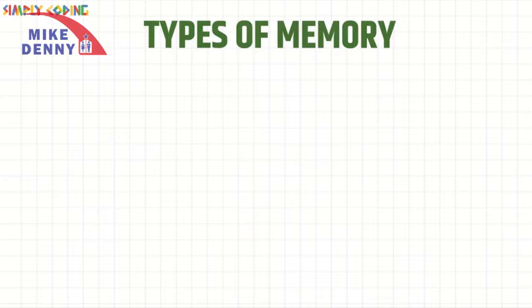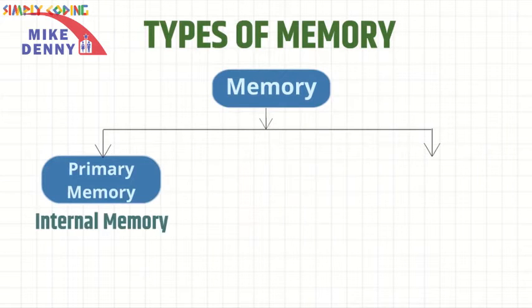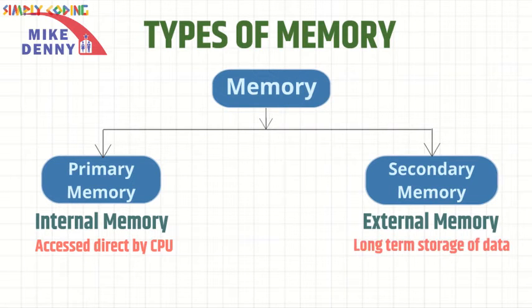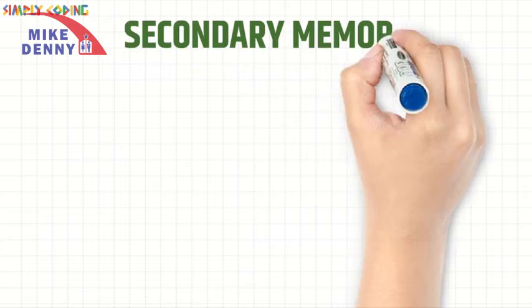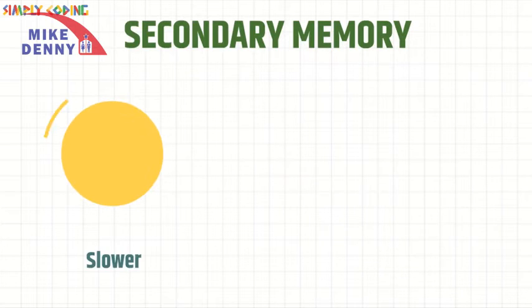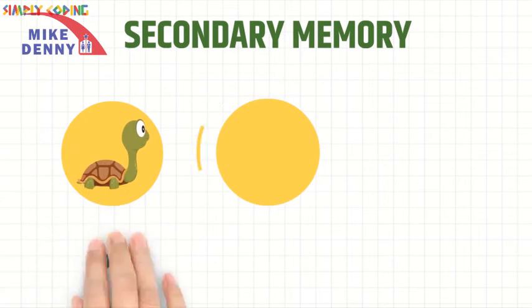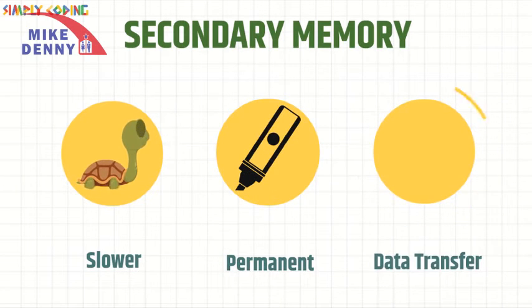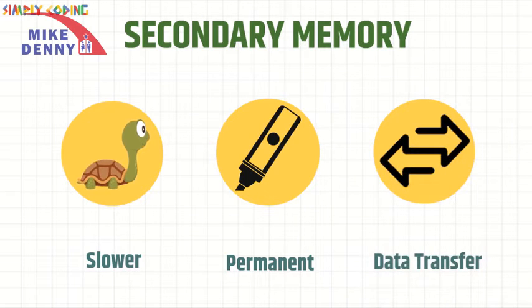They are classified into two types: primary or internal memory and secondary or external memory. While the primary memory is accessed directly by the CPU, secondary memory is backup memory used for long-term storage of data. Its key characteristics are: it is slower than the primary memory, data stored is permanent, so it is used for storage and backup, and it helps in transferring data from one computer to another.